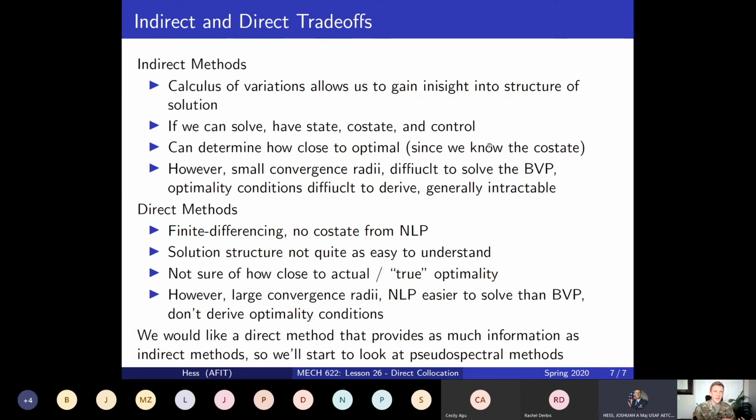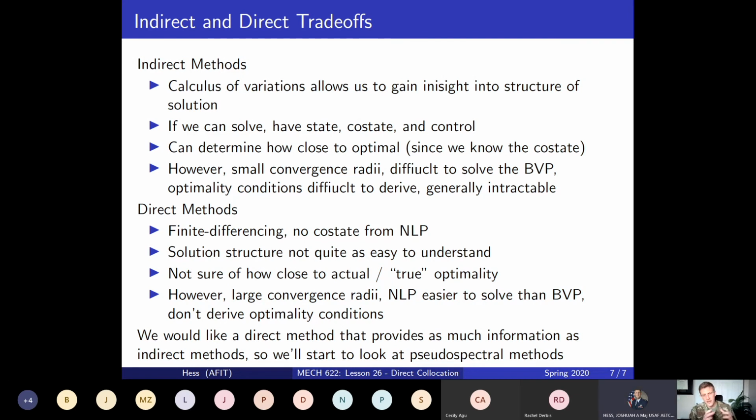So just some trade-offs between indirect and direct methods to close out here. With the calculus of variations, we get insight into the structure of the problem. If we can get an analytical solution for arbitrary initial states and arbitrary final states, and we can express our control as a function of that, we have that problem solved. We know how to get the control, the co-state information, and the state information. We can check our optimality conditions, we can check our Hamiltonian, and we have a lot of insight into that problem. And if that's a problem we're going to be solving a lot, it may be worthwhile to go through and solve that.